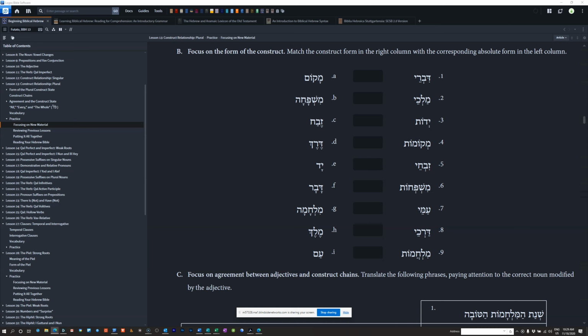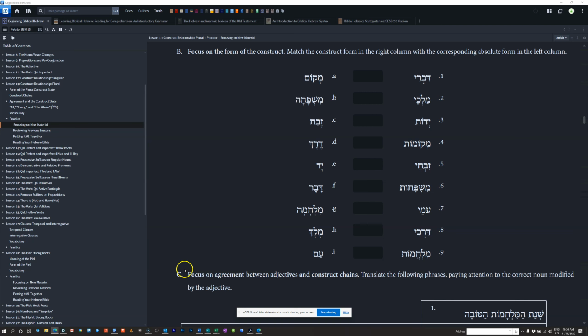Hello everyone, we're going to take a look here at the exercises from Futato's lessons 13 and 14. Lesson 13 is the construct relationship for plurals, and then lesson 14 is looking at Qal perfect and imperfect verbs in the weak roots. So we'll start here.